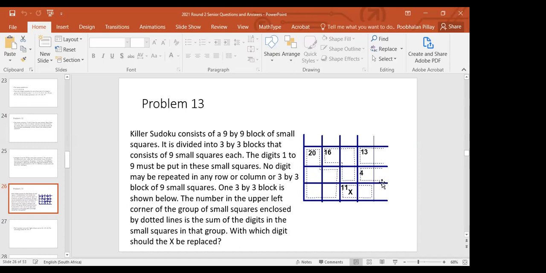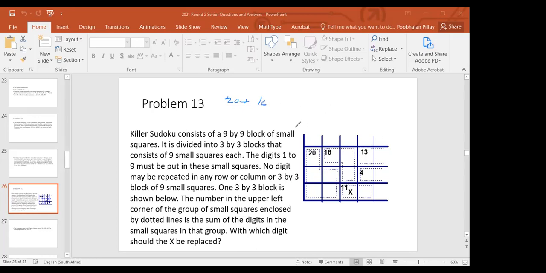Right? And as I said, it's a kind of silly problem, because I think they were just trying to mislead people to give too much unnecessary information. But in a way, that's a good thing also, because these 5 squares here add up to 20. These 3 squares here add up to 16.